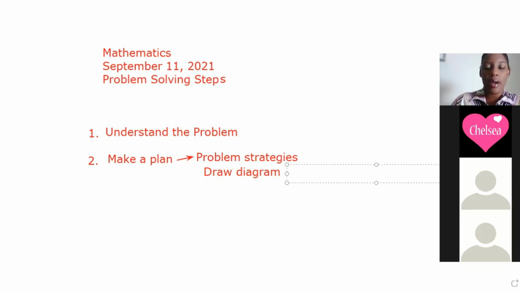So you can draw a diagram or a picture. And then you have to identify keywords and clue words. Addition, subtraction, clue words. All right. Identify keywords. You can write it down as a jotting in your book.